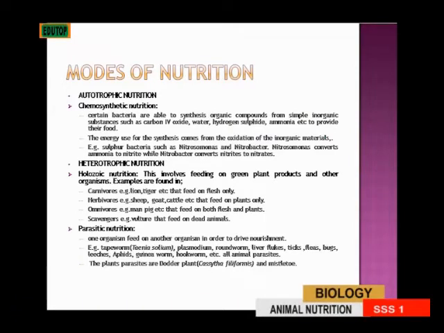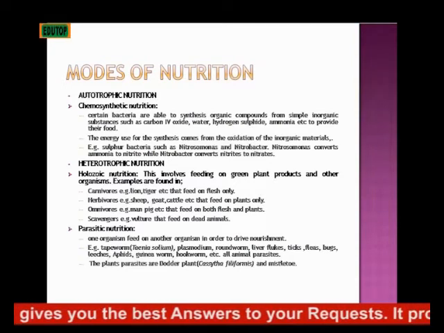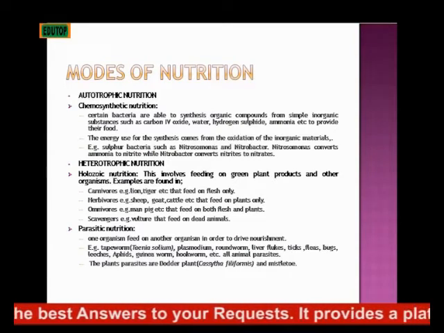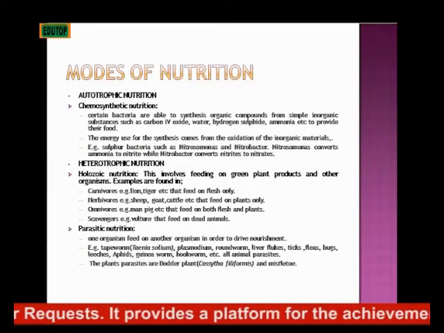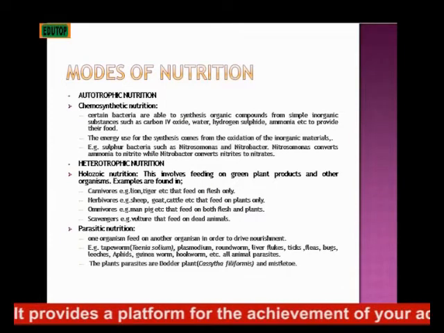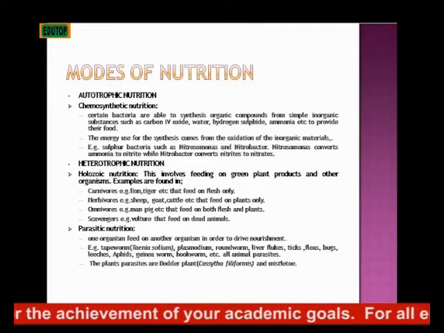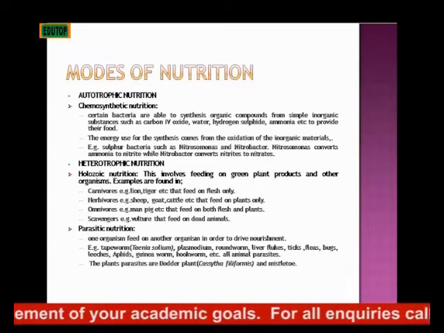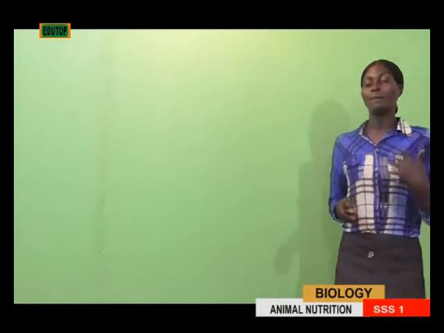And examples of organisms that undergo parasitic nutrition, we have tapeworm, Taenia solium, we have Plasmodium that causes malaria, we have roundworm, liver flukes, ticks, as you can find on the body of a dog, fleas, bugs, aphids, guinea worm, hookworm, and all animal parasites. They undergo parasitic nutrition. Then we also have plant parasites. Plant parasites include dodder plants, that's Cuscuta filiformis. Then we have the mistletoe, that is another parasitic plant.